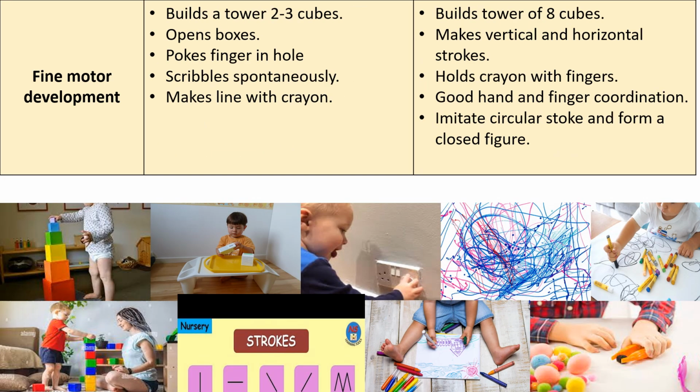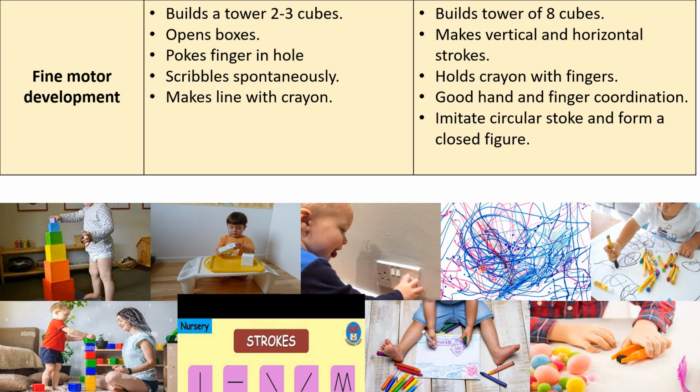Now the fine motor development. 12 to 18 months, they will be building a tower of 2 to 3 cubes. You give some boxes to them, some empty medicine boxes you give to the child. You can see how they are opening it. Box finger in hole. This is a very dangerous thing, so all the electricity sockets you should cover at home. So they poke fingers at the holes.